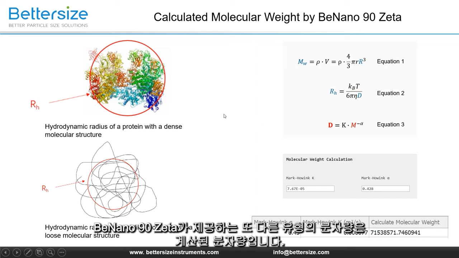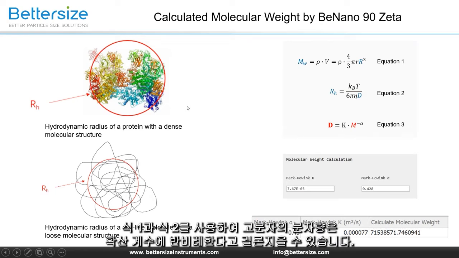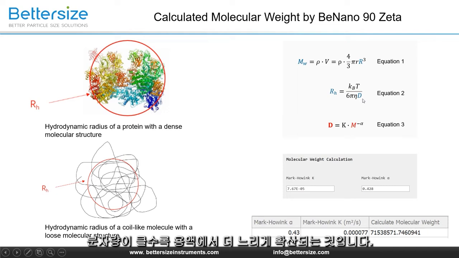Another type of molecular weight provided by the BeNano 90 Zeta is the calculated molecular weight. According to our knowledge, the size of a molecule is directly related to its molecular weight. With equation 1 and equation 2, it can be concluded that the molecular weight of a macromolecule is inversely proportional to its diffusion coefficient. That is, the larger its molecular weight, the slower it diffuses in the solution. Then, the molecular weight and the diffusion coefficient can be related through equation 3, the Mark-Houwink equation, where kappa and alpha are empirical constants.